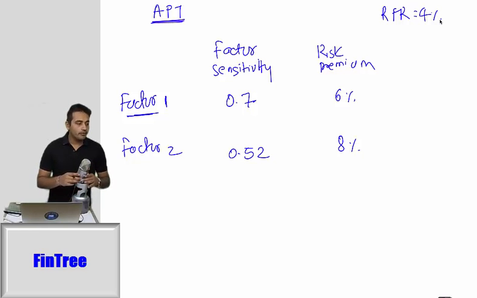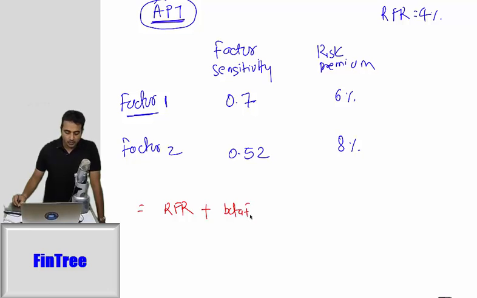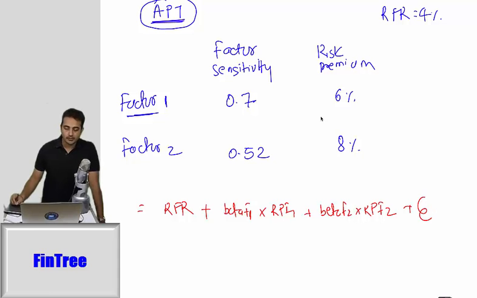So we will have data of this nature, and then using the arbitrage pricing theory model, we will be required to figure out what is the expected return. So how will we do that? We will use the following formula. We will say RFR, which is the intercept, plus beta of factor 1 into risk premium of factor 1 plus beta of factor 2 into risk premium of factor 2 plus error term.